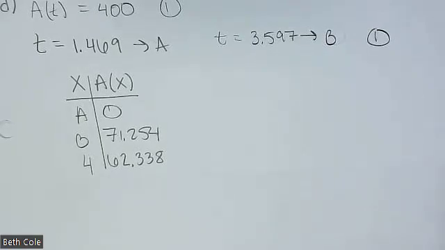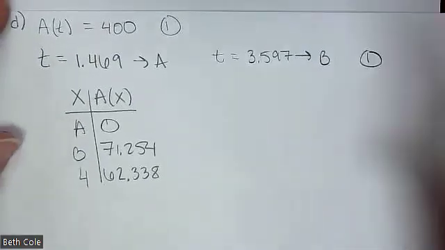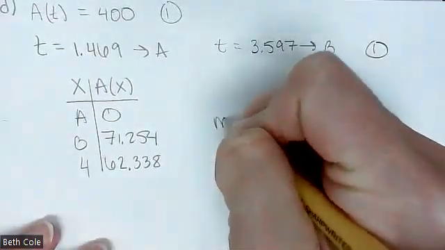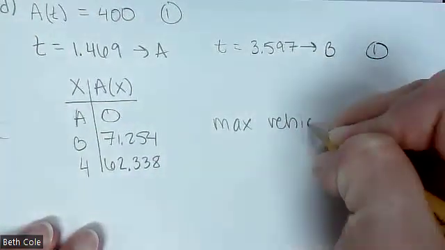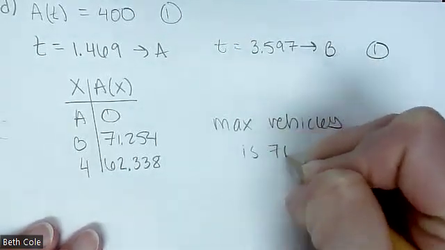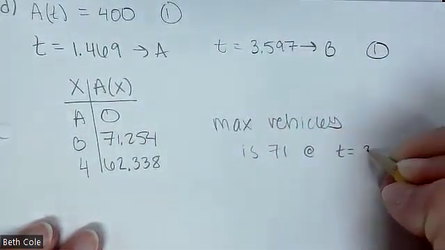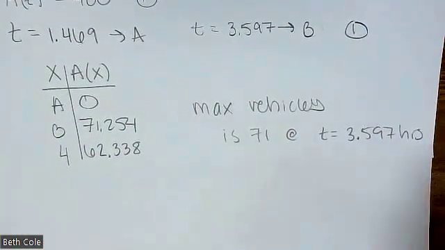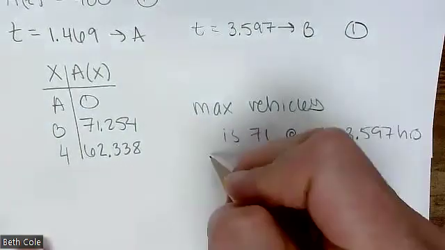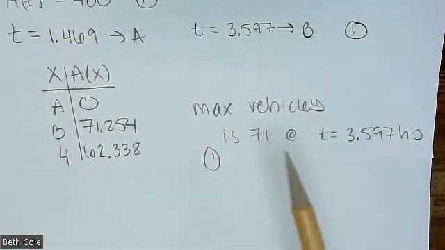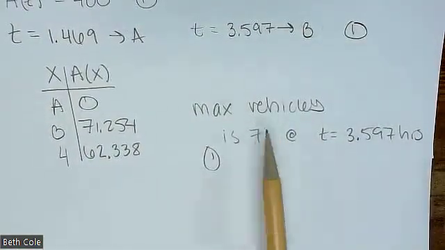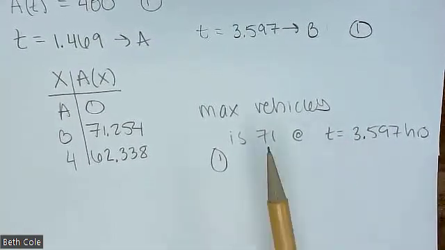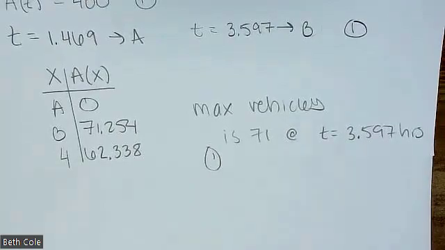All right. So did they ask for the maximum? I think it was the maximum, right? Yeah. Greatest number of vehicles to a whole number. So max vehicles is 71 at time 3.597 hours. Now, all they really asked for was the maximum of 71, but I still coach you guys to write it this way every time because sometimes they ask you for the maximum and sometimes they ask you for the time. And if you just always write both, you'll get it right.